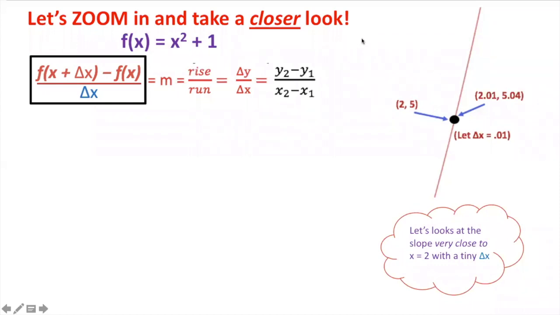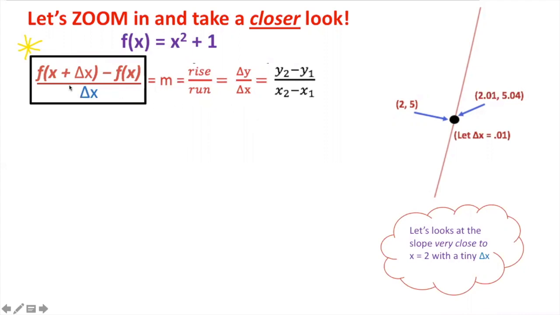So we now know that this is our new expression for rate of change or slope or speed: f of x plus delta x minus f of x, over delta x. And remember, this is just something new to you. It's just a different way to express slope, or rise over run, or change in y over change in x. Okay, they're all equivalent expressions.